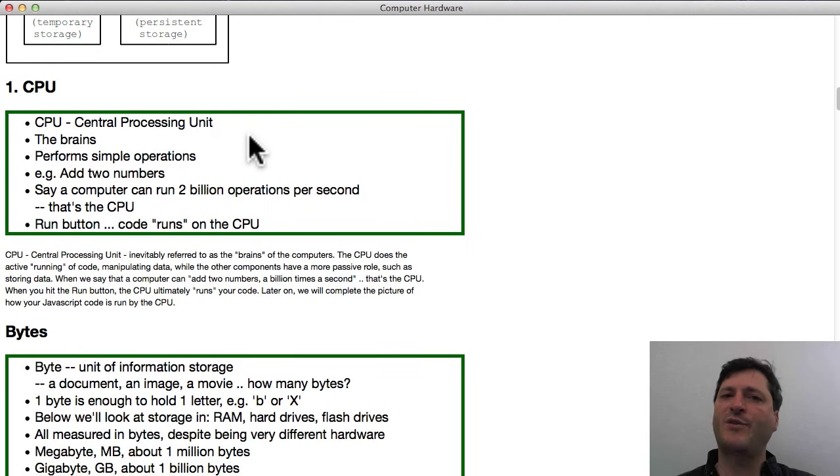To say that it's the brains, we have to think about the run button in the earlier coding exercises, where you had the code and then something was executing the code. Really, that was the CPU that was taking in that code and doing it.